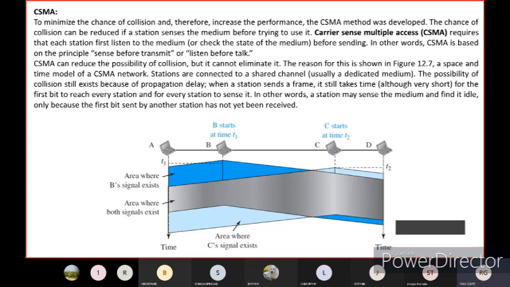But in carrier sense multiple access, before I transmit the data, I should sense whether the channel is free or not. Because of this mechanism, sense before transmit, it is also called listen before talk. Therefore, when you want to transmit data without any loss of packets, you should go for the carrier sense multiple access method.